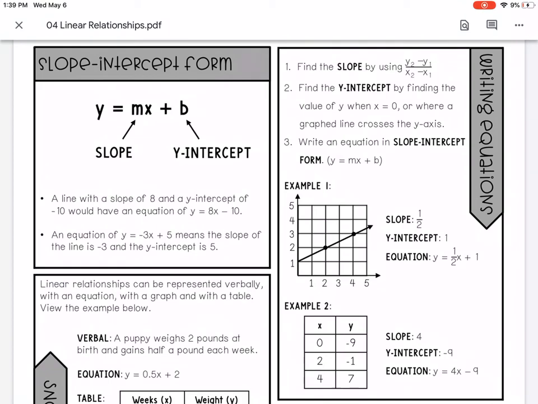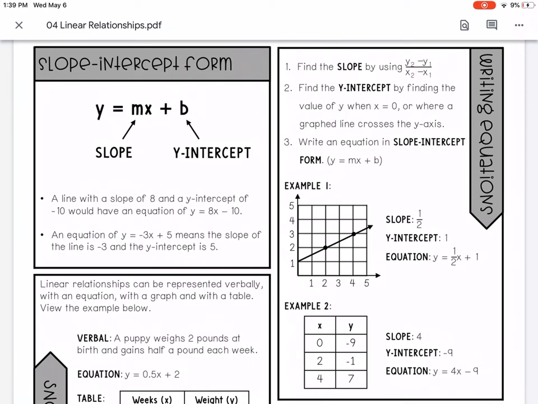So if we look at example number 1, first we want to find the slope. We talked about that yesterday with Miss Neuwirth. She explained to us that with slope, we do y2 minus y1 over x2 minus x1. Those are just points on the graph. So in example 1, they found (2, 2) and then we also have (4, 3).